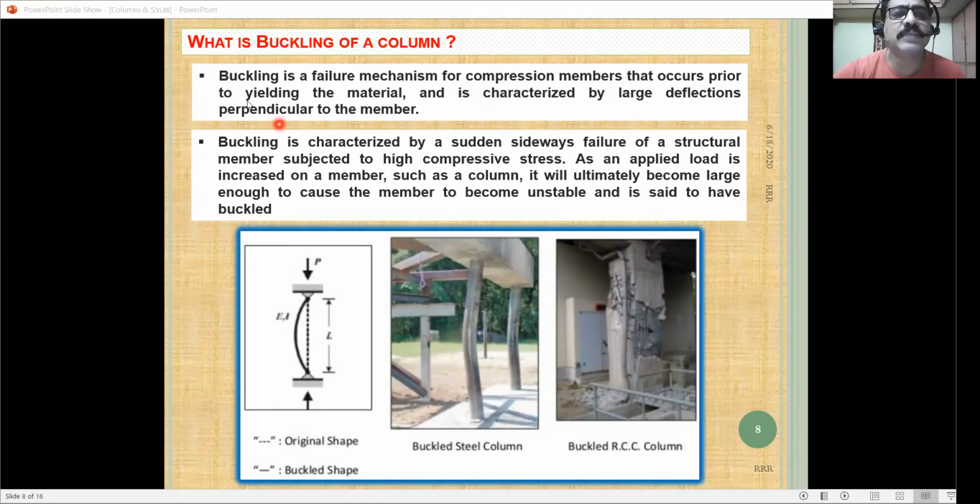Okay, here I want to explain again. Buckling is a failure mechanism for a compression member. Please remember, buckling, we call it that word, buckling, it should be a compression member. It should not be a tension member. We cannot call it tension.